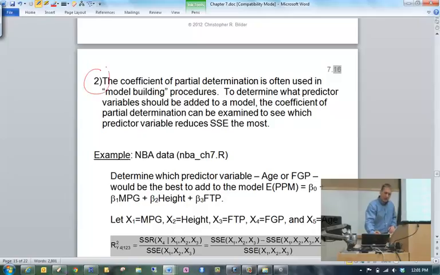Now, where is this used? A lot of what we're doing right now is leading up to Chapter 9. You're often given a situation where you have a bunch of predictor variables, and you don't know which predictor variables to include in a multiple linear regression model. And so what you're going to need to do is use what are called model building techniques to determine which variables, and what form the variables, should be in your model. Looking at a coefficient of partial determination is one of these model building techniques or procedures. You'll see shortly how this works.